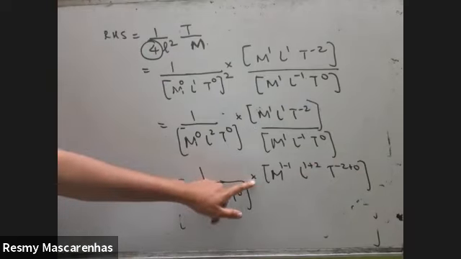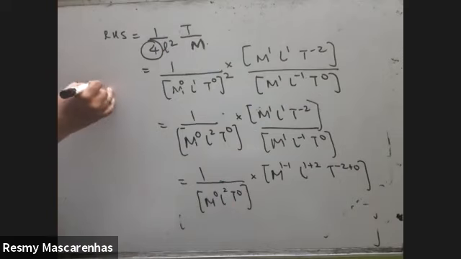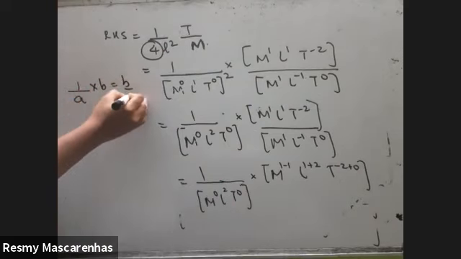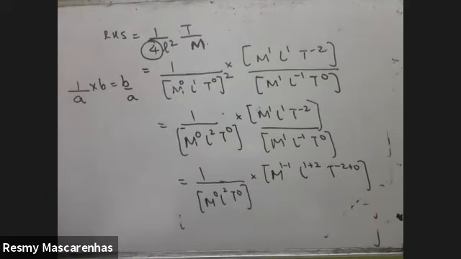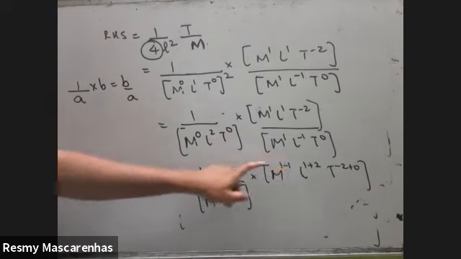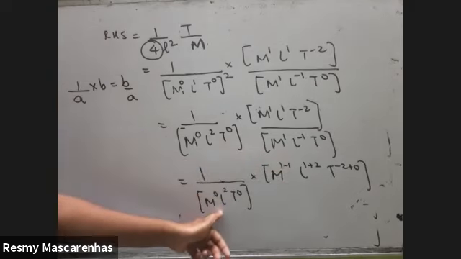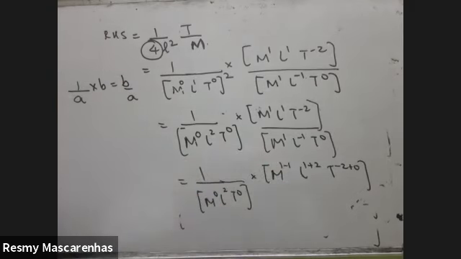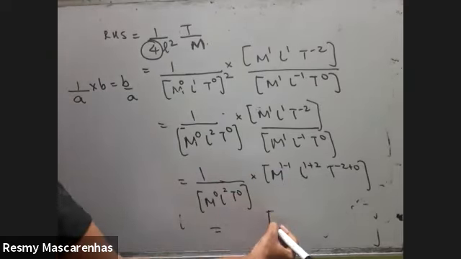Even though this is multiplication, it's like 1 upon a into b is what? B by a. 1 upon. Just because this is multiplication, don't add the powers here directly. It's in the denominator and this fellow is in the numerator. So it actually, if you want to see, it looks like this.